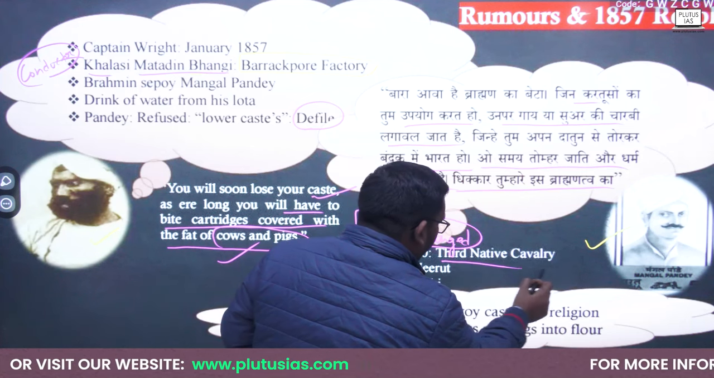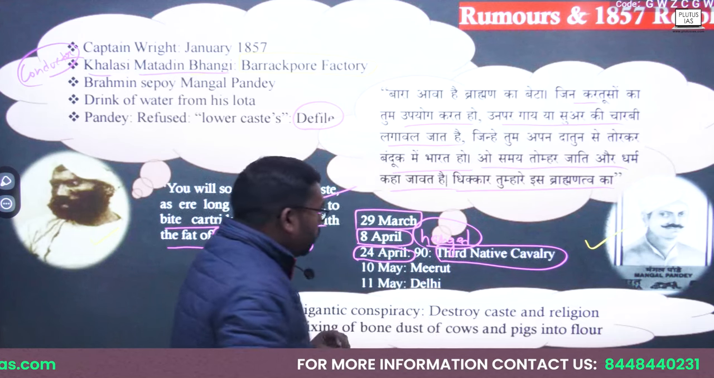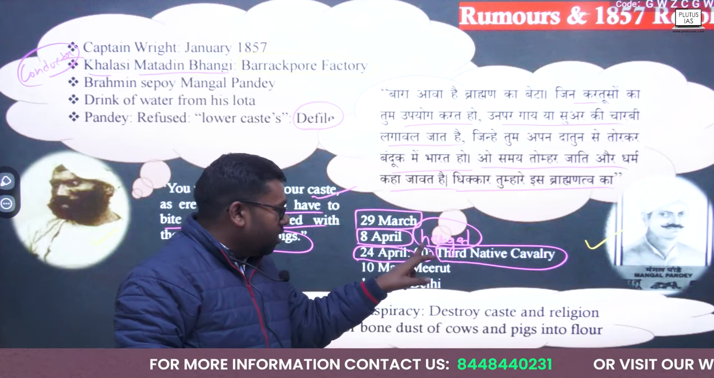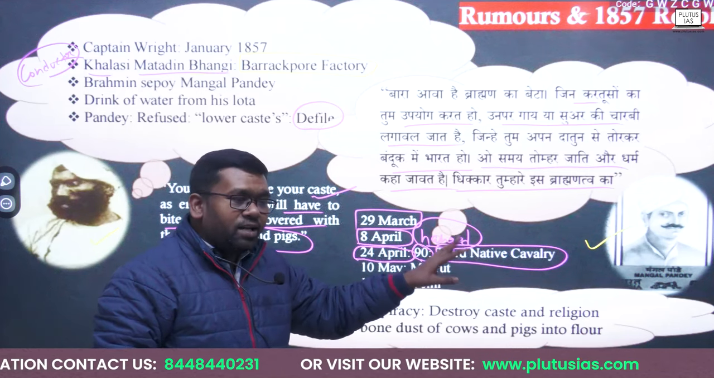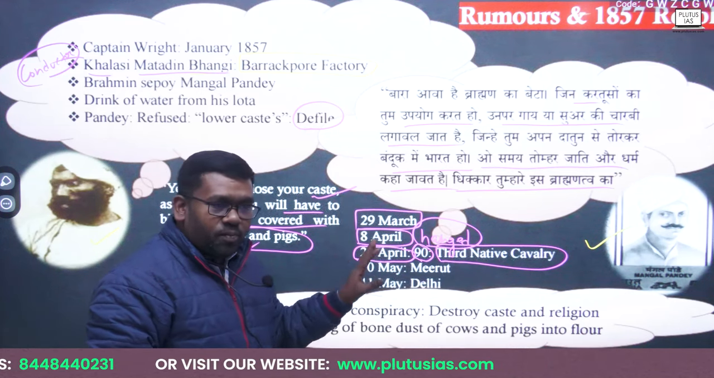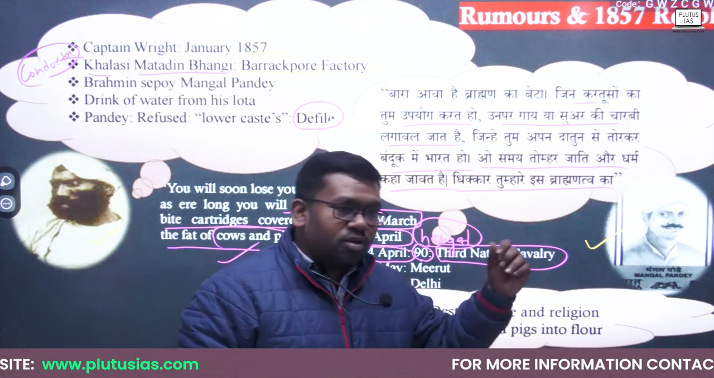there is a third native cavalry battalion. There is a third native cavalry battalion whose numbers were about 90. So 90 sepoys from the third native battalion had revolted against the British. So one person was hanged. So will you hang 90 people? But they were also punished.